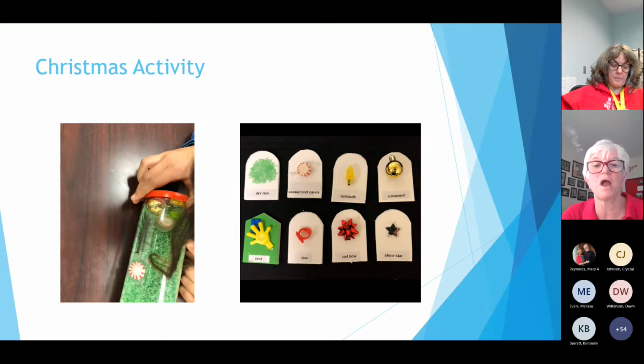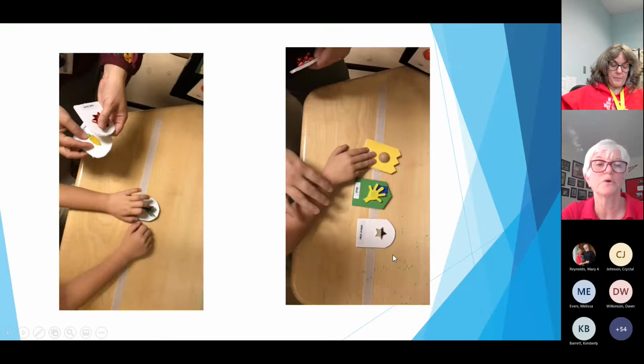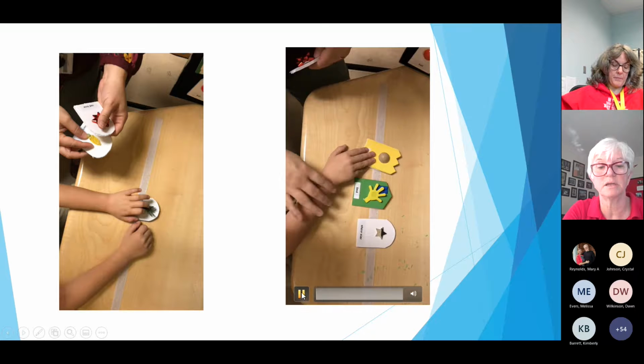The cards were dry rice, peppermint candy, light bulb, ornament, find, ring, rainbow, red bow, and shiny star. So here's a little video of him reading these, and you'll notice he reads these pretty fluently.